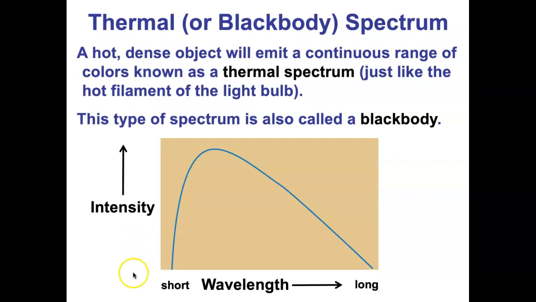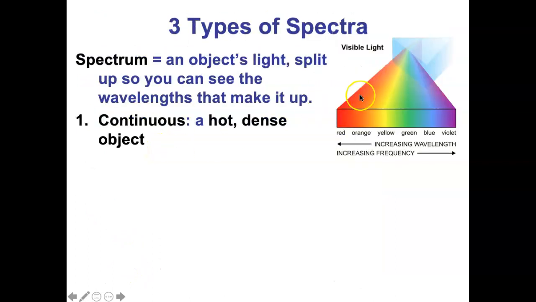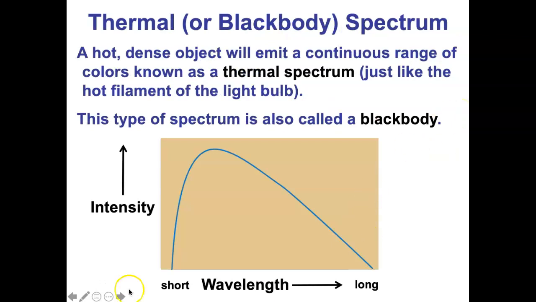And therefore, if you look at the spectrum of light, if you take the light given off by a hot, dense object, you split the light up through a prism, you look at the rainbow, you look at the spectrum of that object, you're going to get a little bit of short wavelength light and a little bit of long wavelength light, but the object is going to be brightest somewhere in the middle. This is what you call a continuous spectrum, or a blackbody spectrum, or a thermal spectrum. 3 names for the exact same thing.